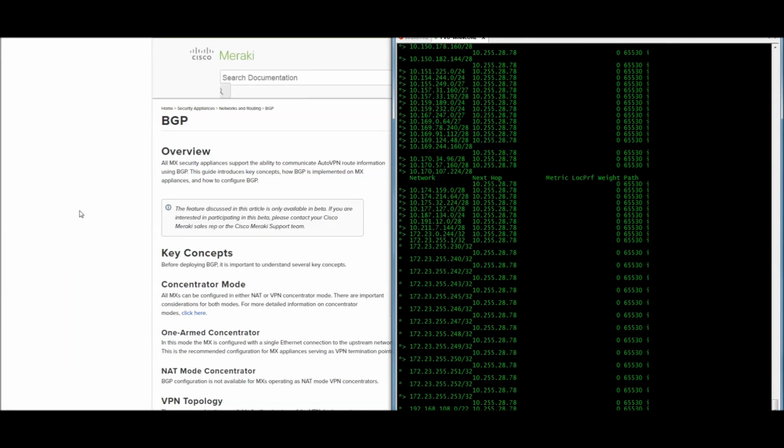So that's the overview of Meraki BGP in its beta code. It is working. There's still a couple of bugs that Meraki is working on, but for the most part it is up and functional, and we have a very stable environment here.